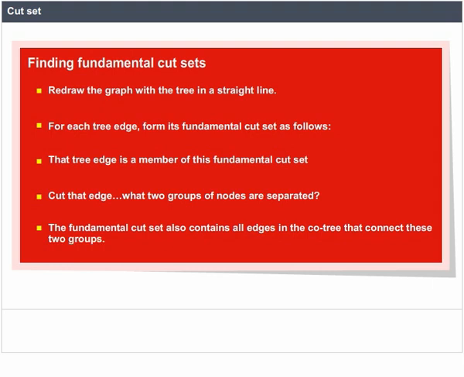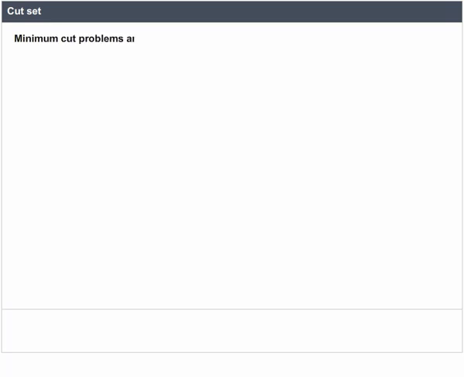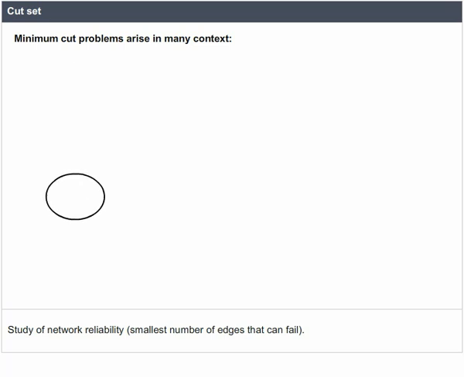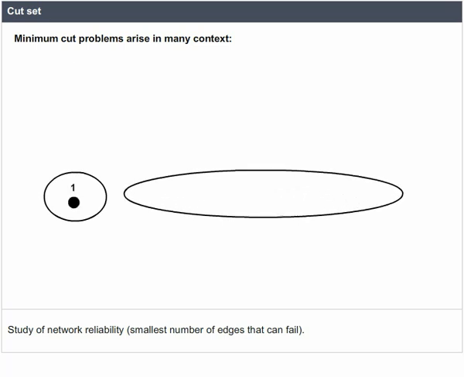Minimum cut problems arise in many contexts. Study of network reliability: the smallest number of edges that can fail. Study of network optimization: find a maximum flow. Clustering problems, where edges are like associations or rules. Matching problems.